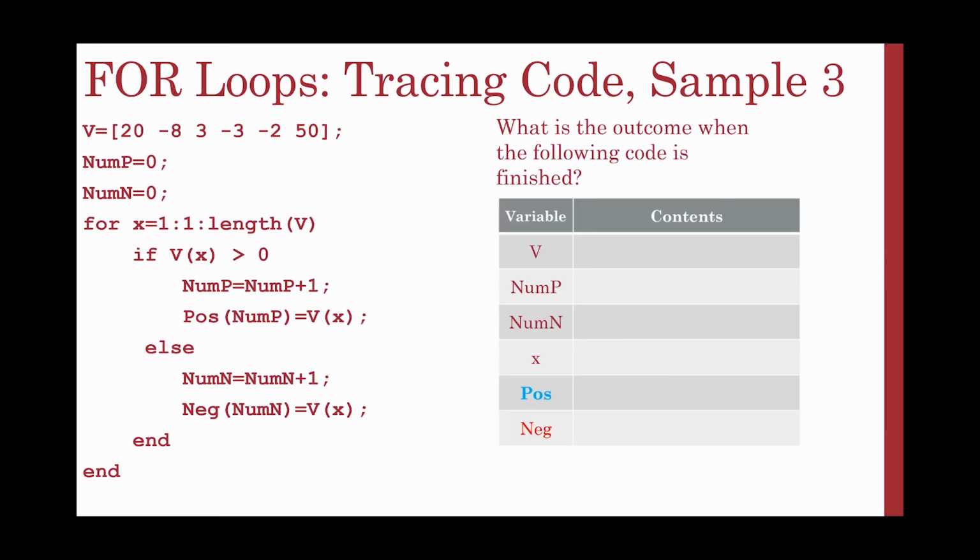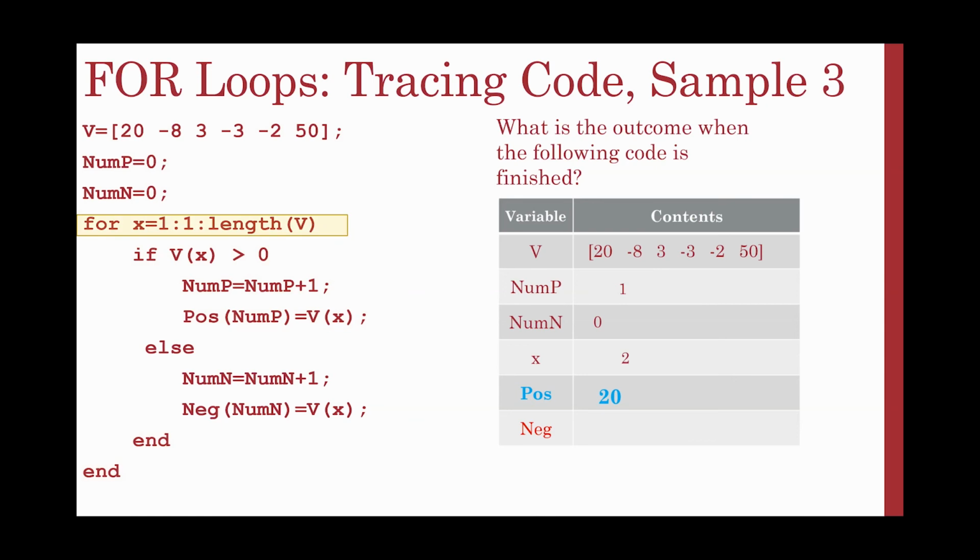So what happens when we trace through this code? Well, we're going to look at the variable v, the number of positives, the number of negatives, x, positive, and negative. So we're going to look at all of our variables. The first time we run this code, we have our v, which is never going to change. The first time we run it, np is 0, nn is 0, x is equal to 1. And if x is equal to 1, we're going to ask if v of x is greater than 0. Since v of x is greater than 0, we're going to add 1 to our positive number. And then we're going to say the positive of 1 is the value of v of 1, which is 20. Then we're going to end that if statement.